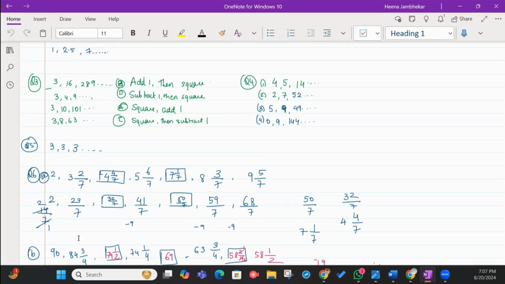Comma. Next one, how will you write this? 7 3s are 21. 21 plus 2, 23 upon 7. Please write 23 upon 7. Comma. Put a box there as it is. Next is 5 7s are 35. 35 plus 6 will give you 41 upon 7. Then put a box as it is. Then 7 8s are 56. 56 plus 3 gives you 59 upon 7. Last one. 9 7s are 63. 63 plus 5 gives you 68 upon 7.